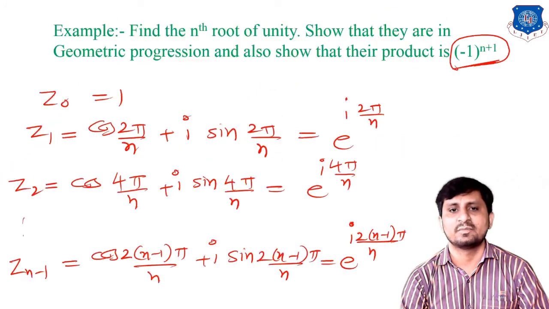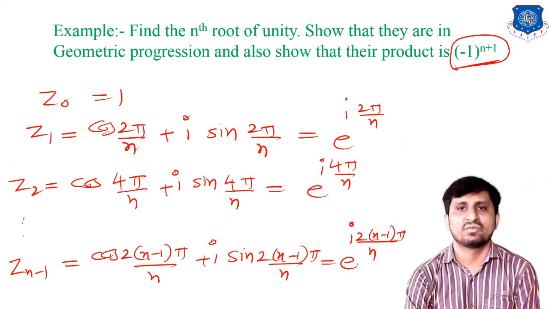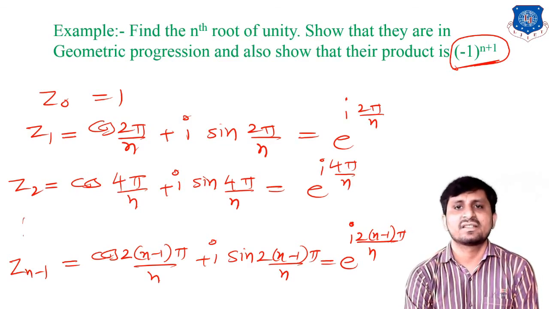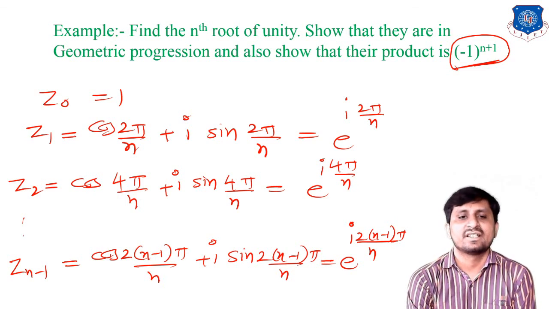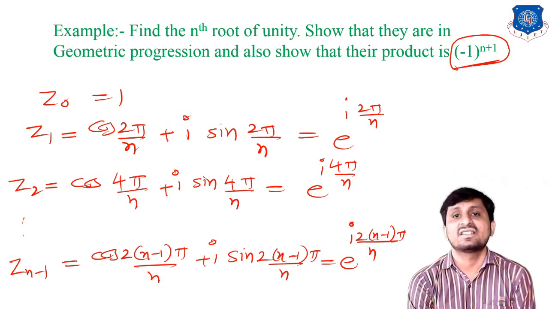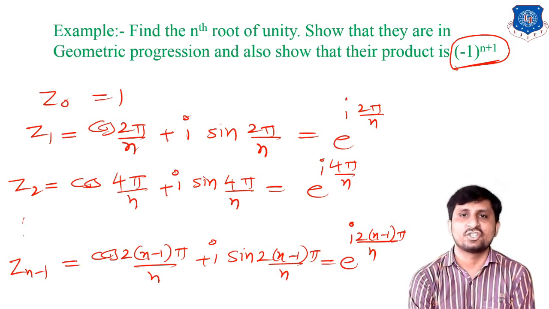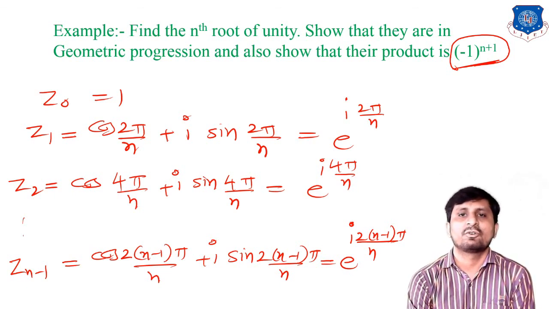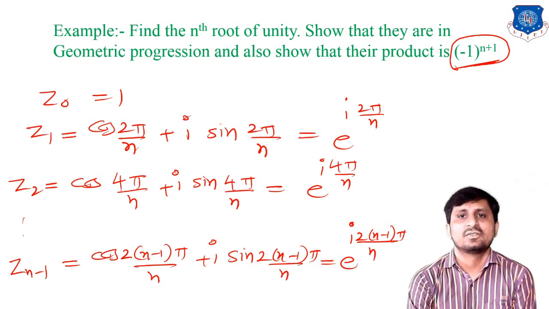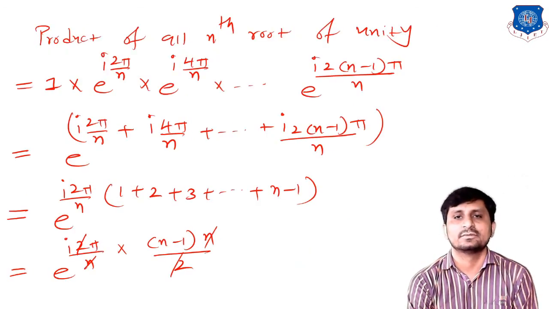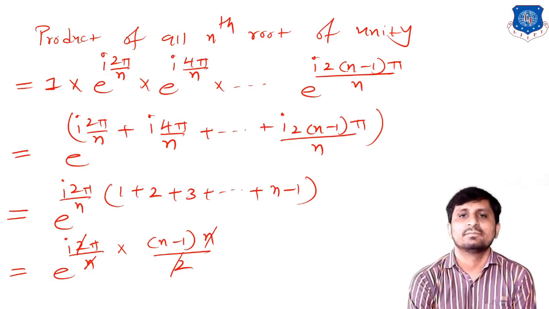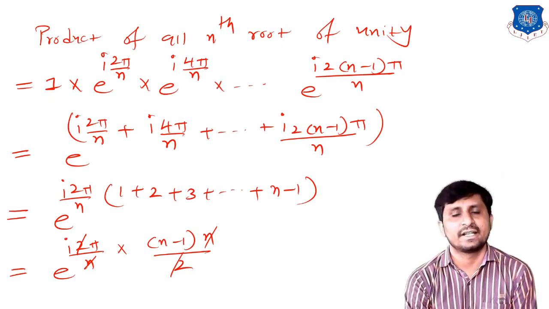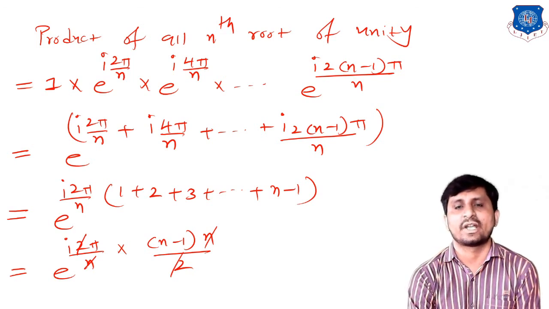The second example is almost similar. Again here we have to find the nth roots of unity. They are in geometric progression, so the previous steps are the same: z1, z2, up to z_{n-1}, but here we write all our nth roots of unity in exponential form, because we have to find the product of all nth roots of unity. If you have all nth roots of unity in exponential form, you can easily find the product. After that we multiply all nth roots of unity and prove that the product is equal to minus 1 raised to n plus 1.